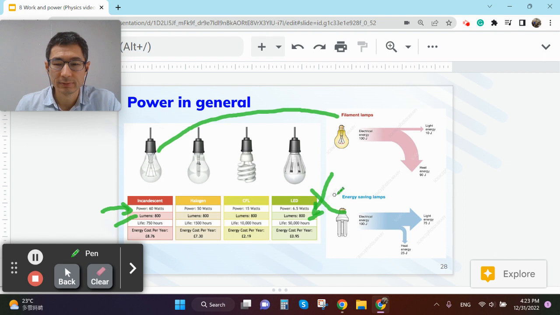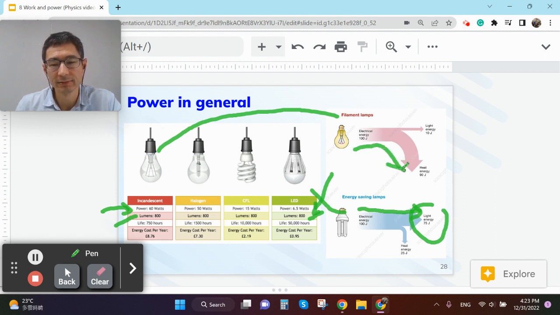Well, LED is more efficient because it's transferring more energy to light energy. Less energy goes as heat. However, in the incandescent light case, most of the energy goes as heat, and less energy goes as radiation.